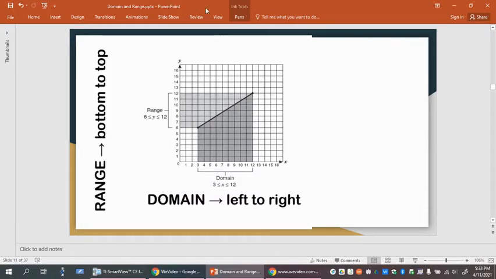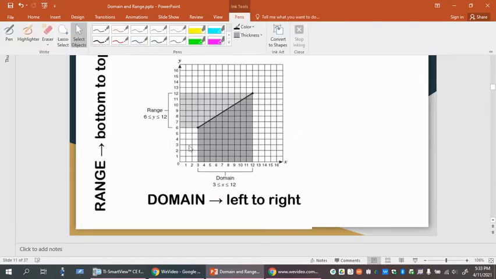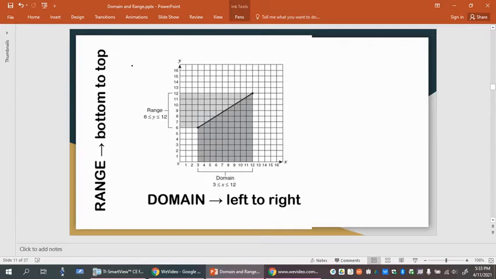So when you see a graph, or if you graph it on your calculator, you always want to look from bottom to top because we want to go from our smallest value to our largest value. And if we want to do that on our domain, we go from left to right. And if we do that on our range, we go from bottom to top.